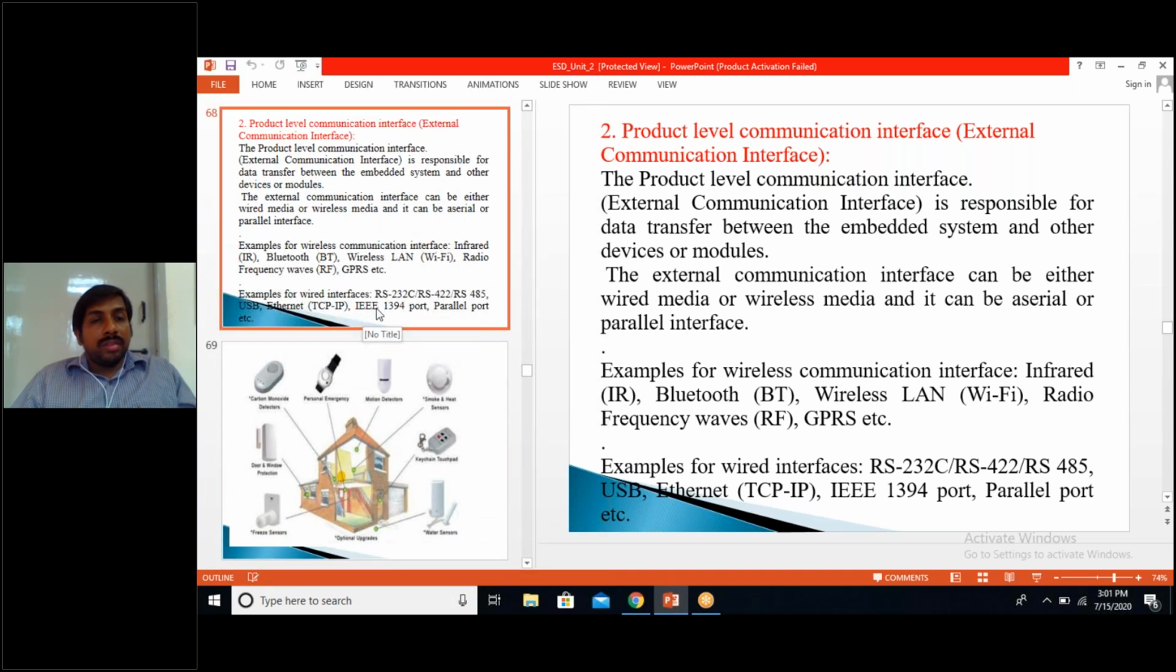Next, wired interfaces. Under wired interfaces, an embedded system can transmit data using an IEEE 1394 port, RS232C, RS422, RS485, USB, Ethernet, TCP/IP protocols, or a parallel port. These are the wired interfaces from the embedded system to the external world.